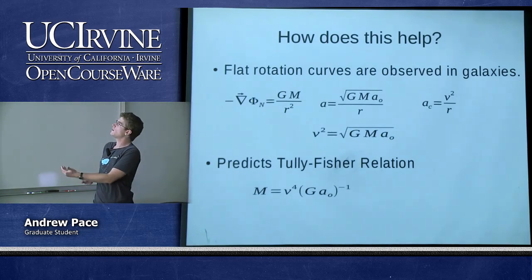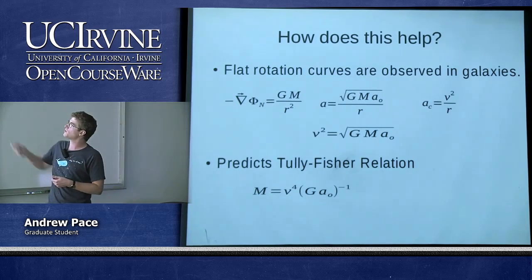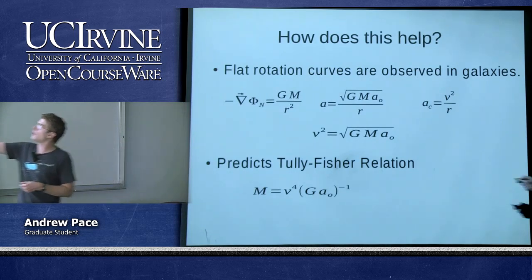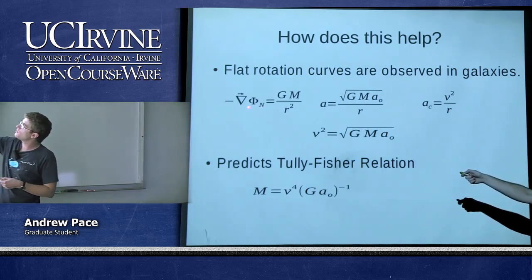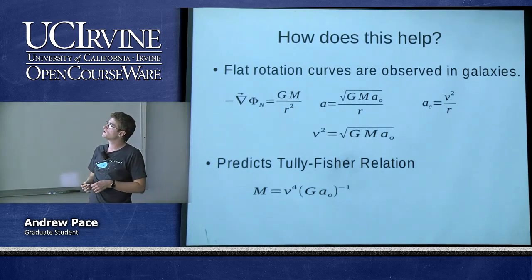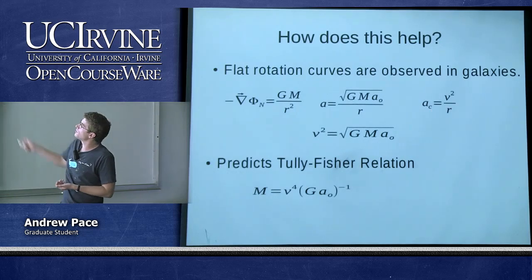So I said what the MOND formula is, and here's a brief derivation of how it gets your flat rotation curves. If we look at the MOND limit, normally the gradient of the Newtonian potential is just Gm over r squared, and we want to set that equal to our centripetal acceleration.